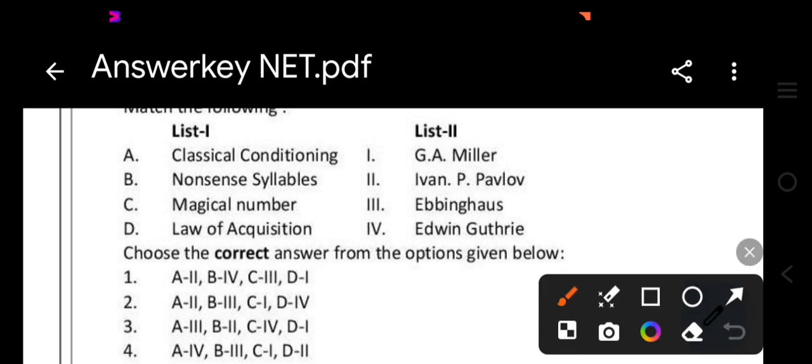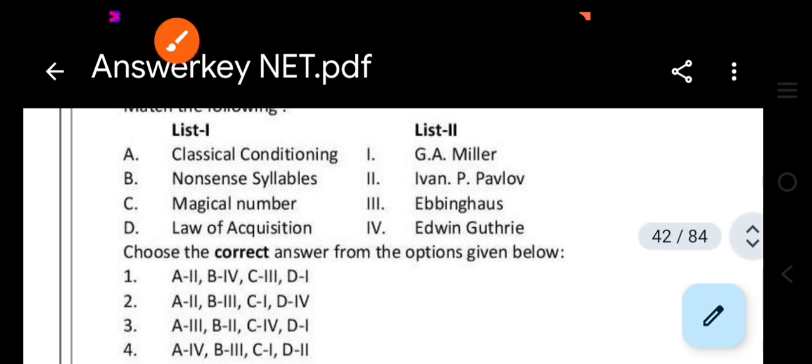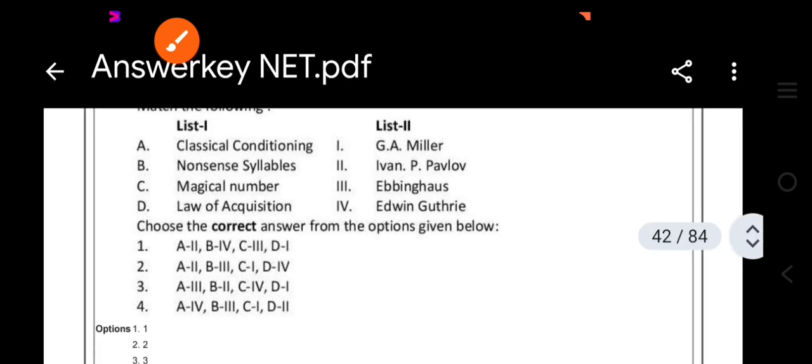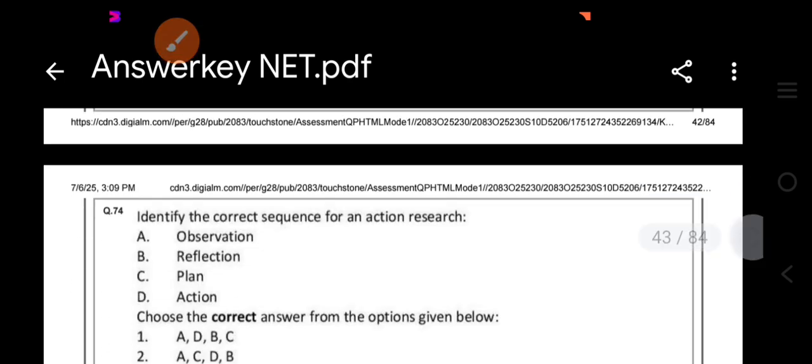You can easily understand. A2, B3, option 2 is the correct answer. The other ones: magical number is related to G.A. Miller, and law of acquisition is Edwin Guthrie. You can also match Ebbinghaus and the rest here. This is the right answer. So now you understand the match the following, and we are going to the next question.